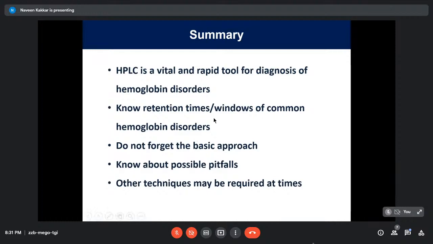You must know about retention times, or the sequence or windows, of common hemoglobin disorders. That helps you to sort it out. Please do not forget the basic approach of going through the CBC, geographical area, ethnicity, and so on.